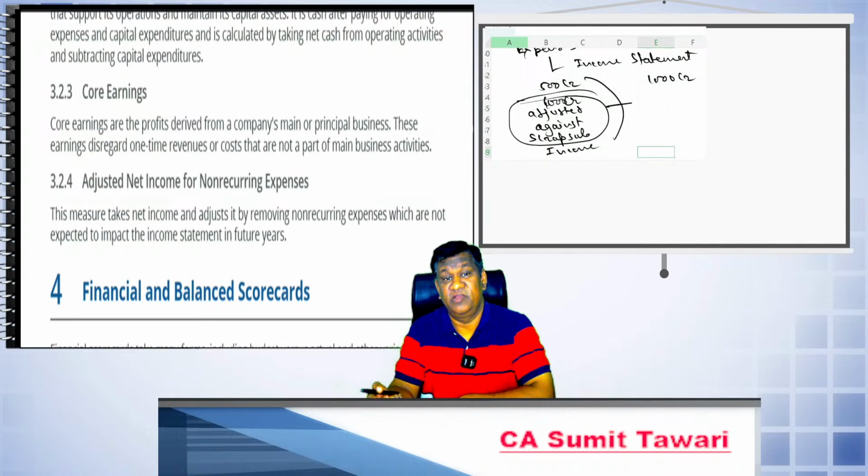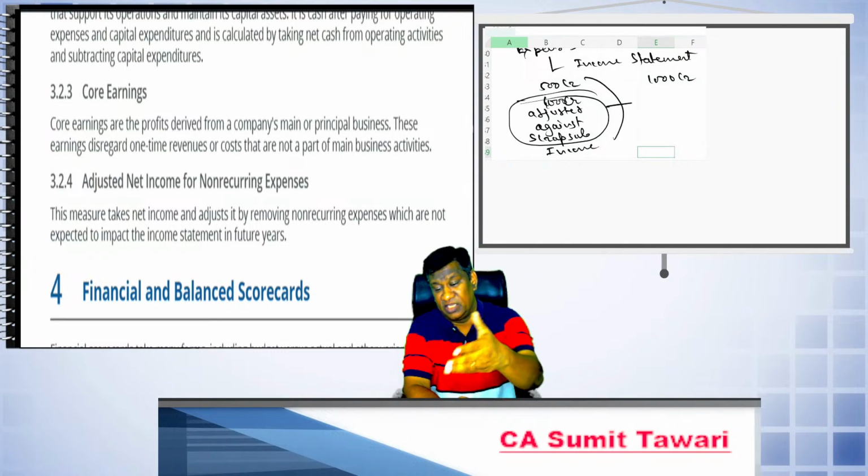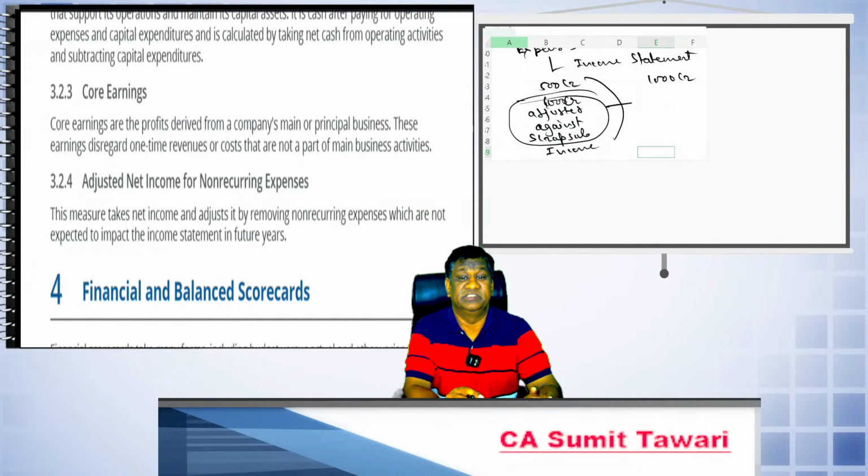So whenever you are evaluating the business, you need to make sure that whatever one-time effect there is, you remove it. That's why we need to consider the core earning. And if you see 3.2.4, it is adjusted net income for the non-recurring expenses. Again, continuing the same example: in the first year we need to pay a severance compensation because at the time of acquisition I want to change my product line.